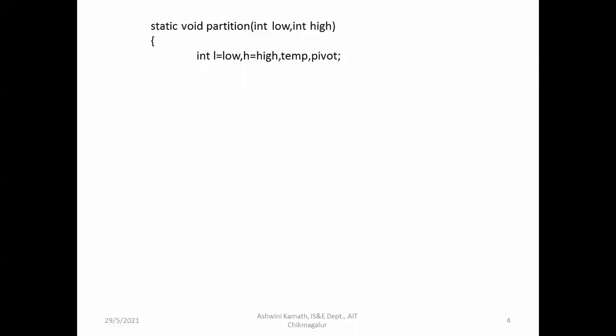Then temp and pivot: temp is a temporary variable for swapping, and pivot is used to store the pivot element, that is the first element in the array. So pivot is equal to A of low, that is the first element in the array, while L is less than H. The value of L is less than H.